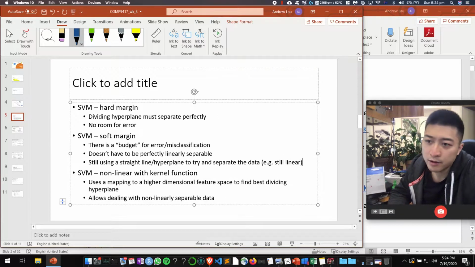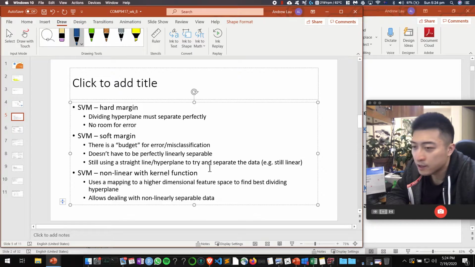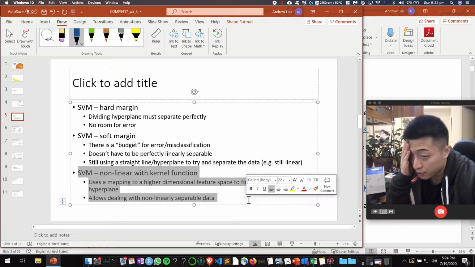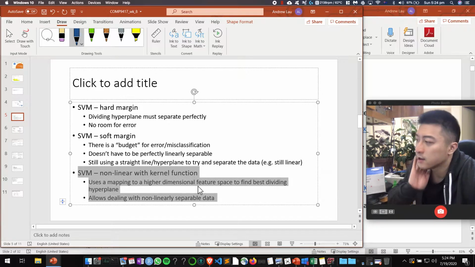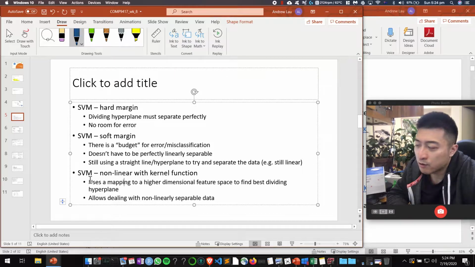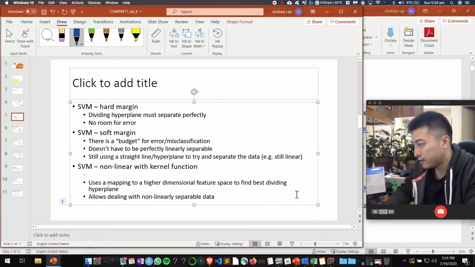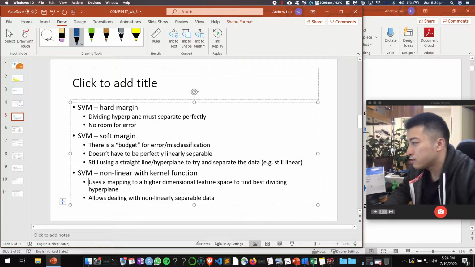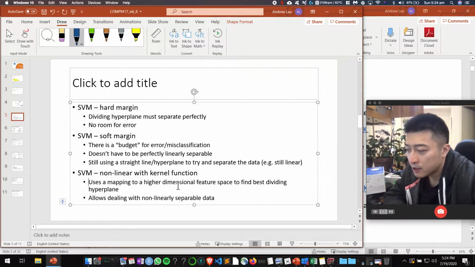Which may not always be the best thing in the world. So the next extension is what's called a kernel function, and there's quite a bit to unpack in terms of the kernel function, right? The way you can think about the kernel function is you map the data into a higher dimensional space, such that in that higher dimensional space possibly there's a way to linearly separate the data.